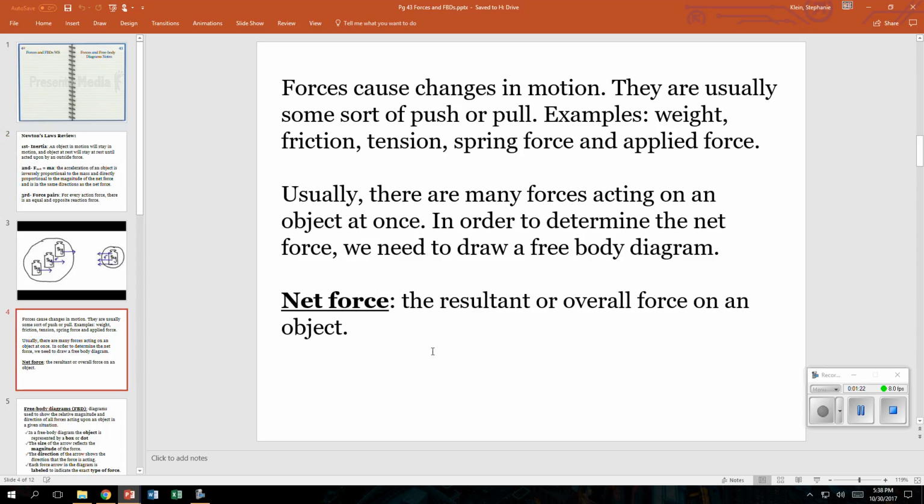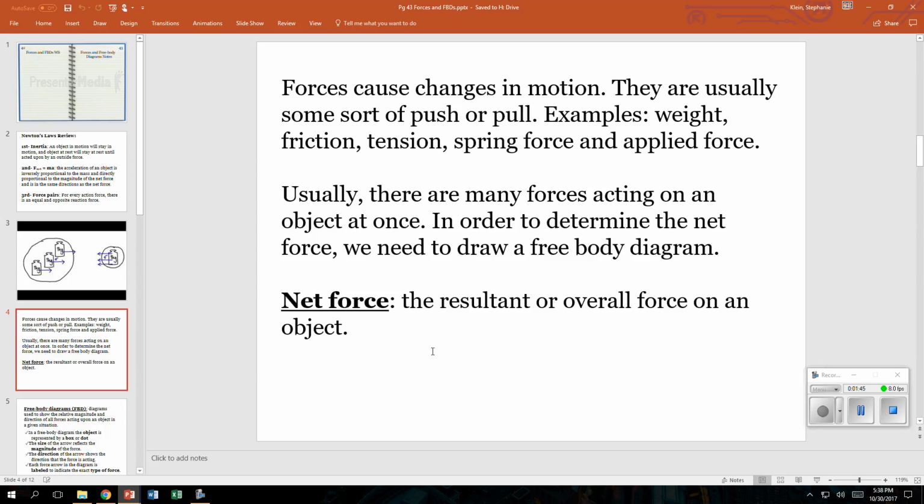Forces cause changes in motion. They are usually some sort of push or a pull. For example, weight, friction, tension, a spring force, and an applied force. Usually there are many forces acting on an object at once. In order to determine the net force, we need to draw what we call free body diagrams, aka FBDs.